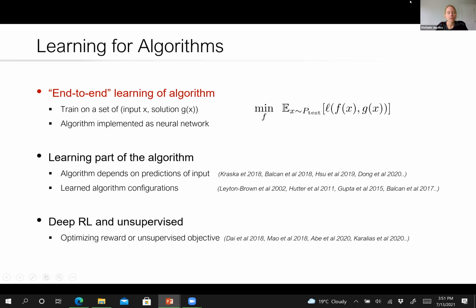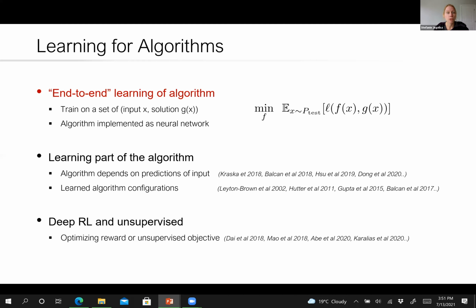Let me first clarify the setup a little bit. The kinds of problems I'll be looking at are less about learning parts or configurations of algorithms, but actually learning the full algorithm. Basically the input to our neural network will be, for example, a graph, and the output is, for example, the value of the shortest path in that graph. So the full algorithm end to end is supposed to be implemented as a neural network. This is probably the hardest kind of task, and we are trying to minimize an expected loss over a test distribution. So this is the setup.